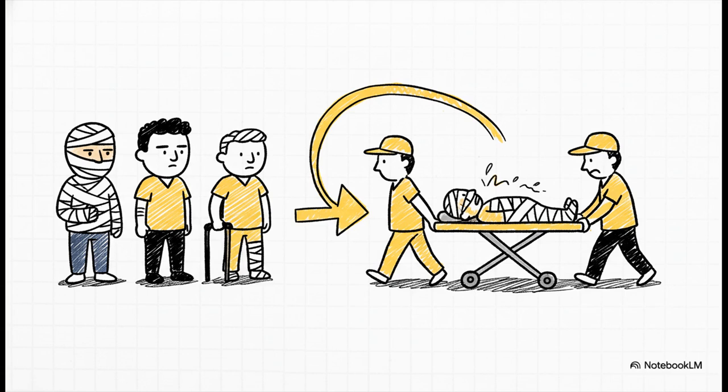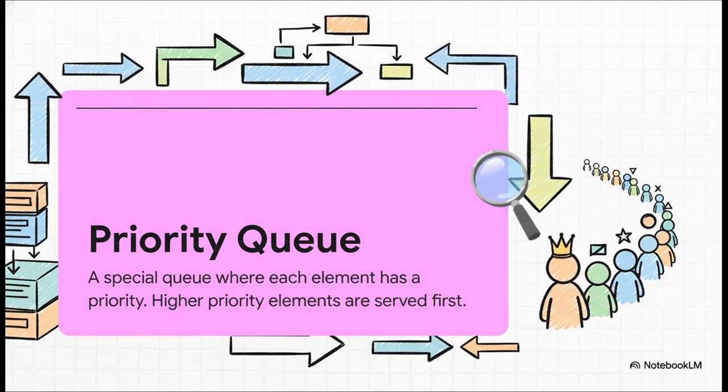Forget first come, first served. We're back in that emergency room. Someone who walked in an hour ago with a small cut is still going to wait longer than the person who just got rushed in with a serious emergency. What matters here is priority, urgency. And that, right there, is the entire idea behind a priority queue.